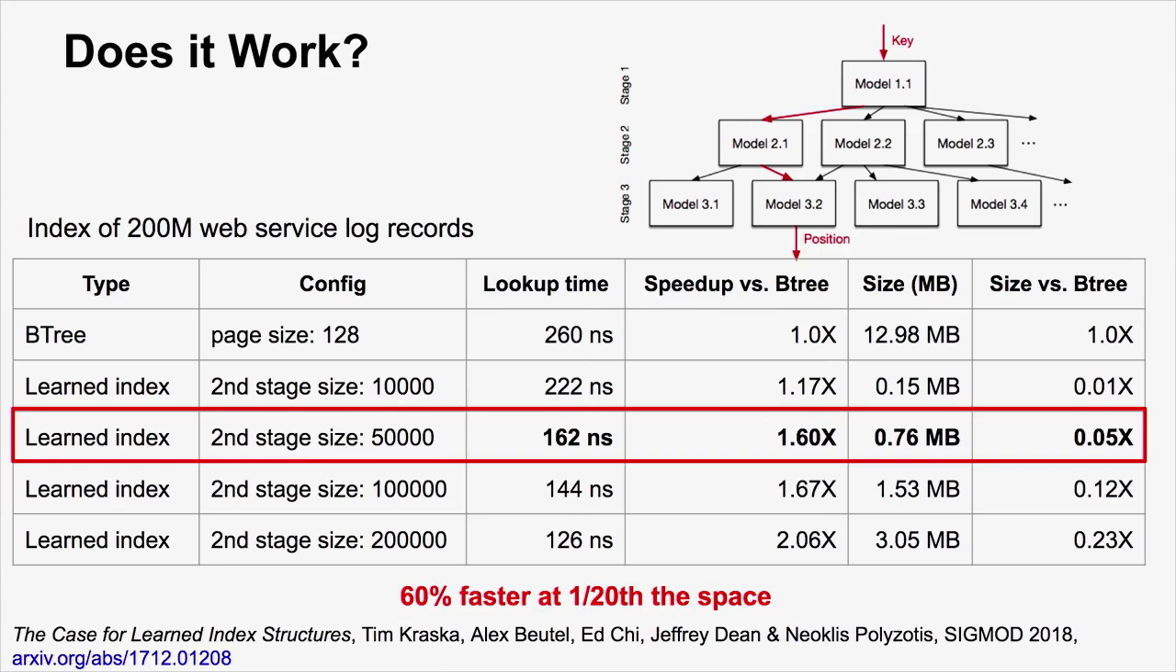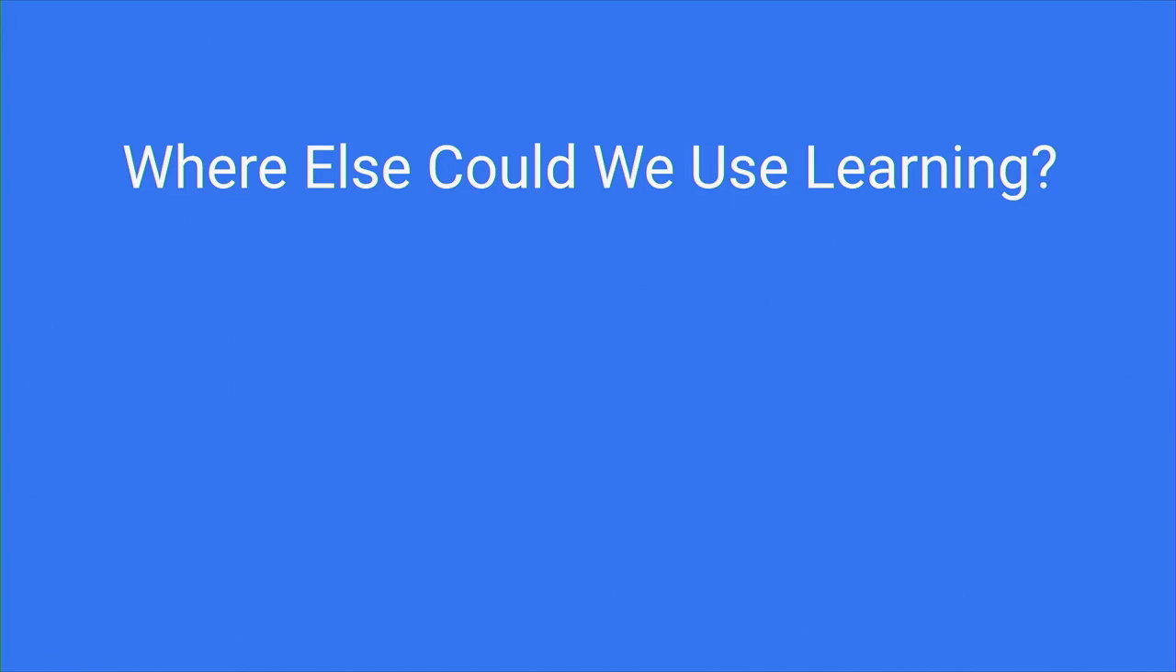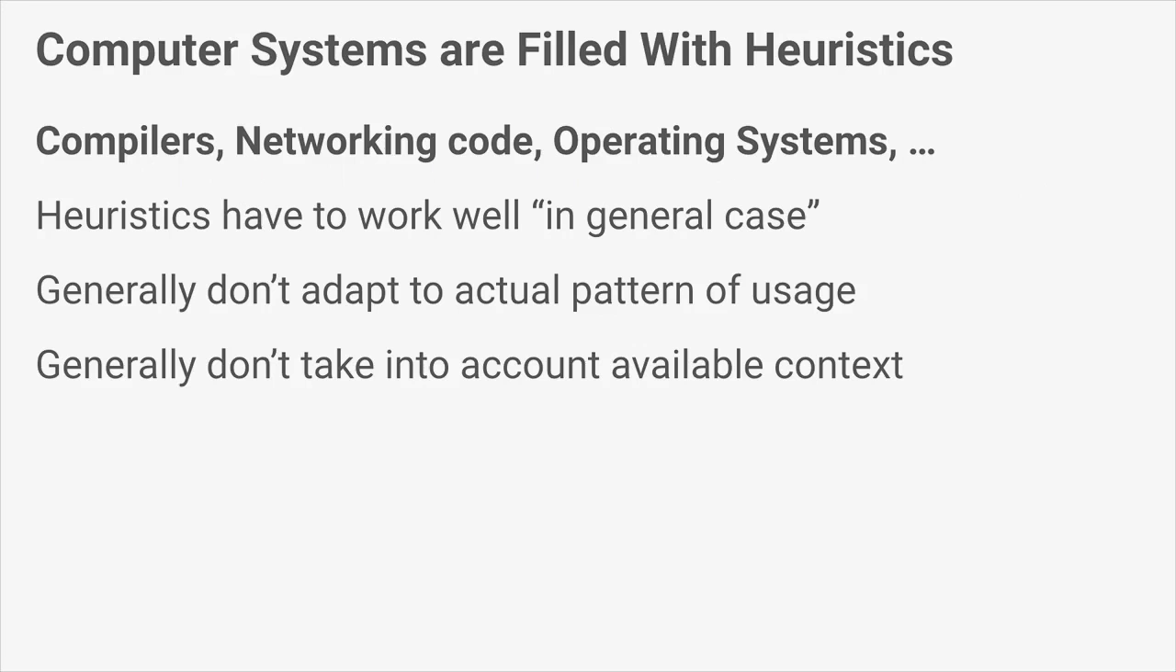So where else could we use learning in computer systems? I think computer systems in general are filled with heuristics, and those heuristics have to be written in such a way that they work well in the general case. Right? They don't adapt to how the system is actually being used generally. They don't take into account available context that might be available.